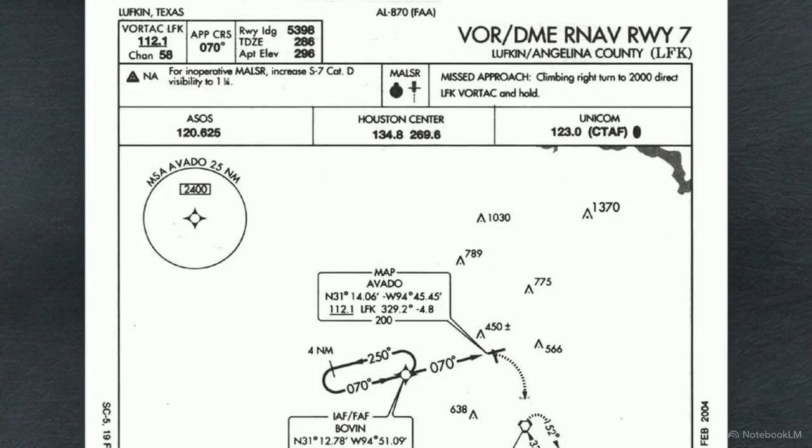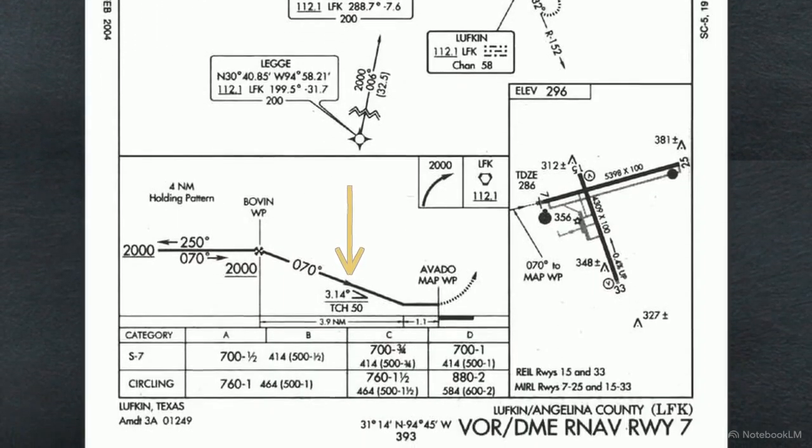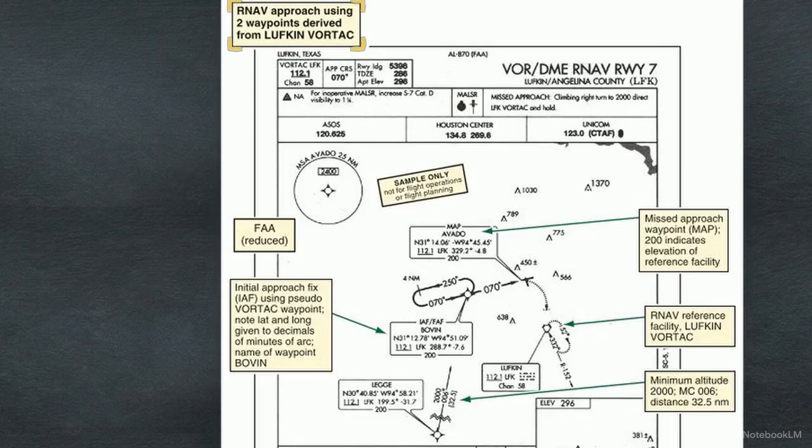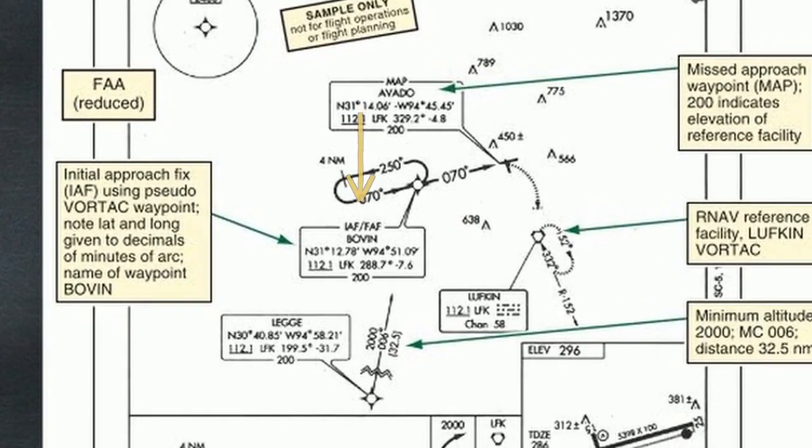This is the FAA approach chart for the Lufkin VOR/DME RNAV Runway 7 approach in Texas. It demonstrates exactly how to navigate an aircraft down to the runway without physical beacons underneath the flight path. Looking at the upper left notes, this approach relies on secondary waypoints derived from a single parent facility, the physical Lufkin VOR. Scanning down, we find the initial approach fix, Bovin.